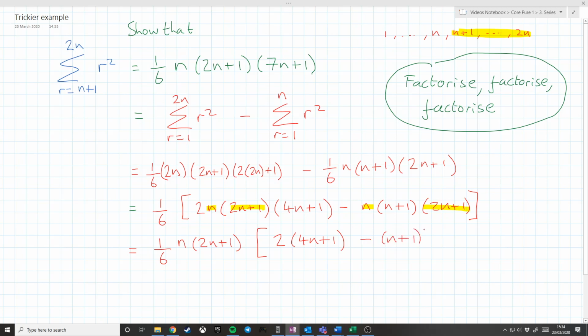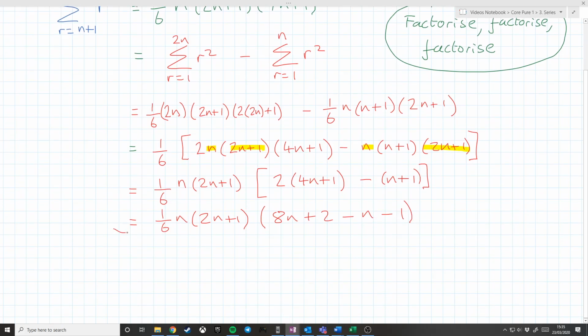I'm hoping that's going to become 7n plus 1, which is a sixth n, 2n plus 1. And now left in this bracket, I have got 8n plus 2 minus n minus 1, being careful of that minus, which is equal to 1 over 6 n, 2n plus 1, 7n plus 1 as required. So factorizing was super useful.